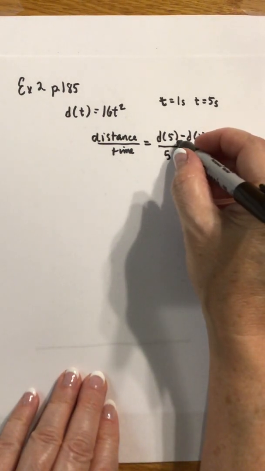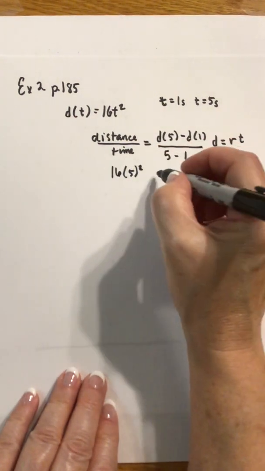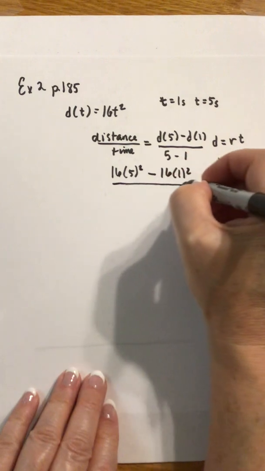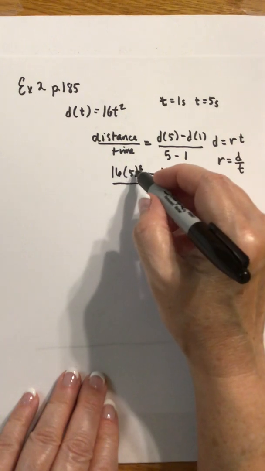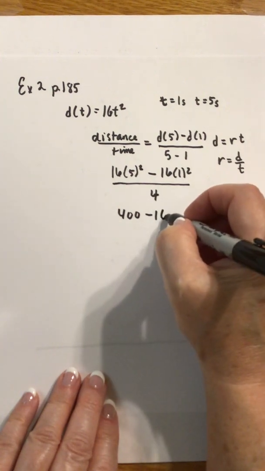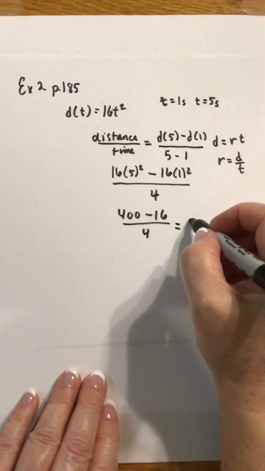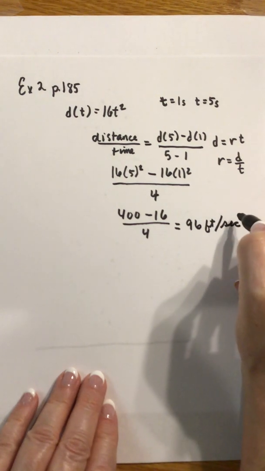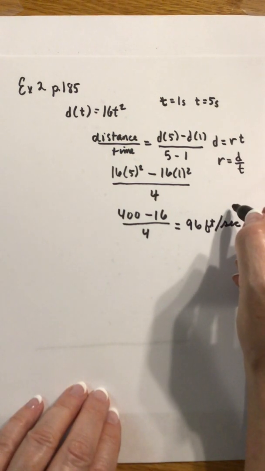So we're going to find out d of 5 now by plugging 5 in. So I get 16 times 5 squared minus, plugging in 1 gives me 16 times 1 squared, all over 5 minus 1, which is 4. So now if you use your calculator, 16 times 25 gives me 400 minus 16 times 1 squared, which is 16, over 4, which simplifies out to be 96 feet per second. So the question says, find the average speed. The average speed is between 1 second and 5 seconds.